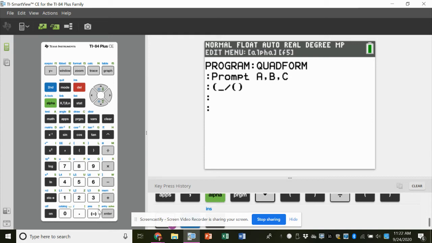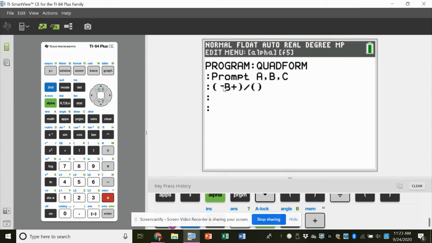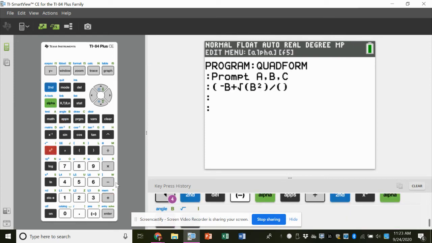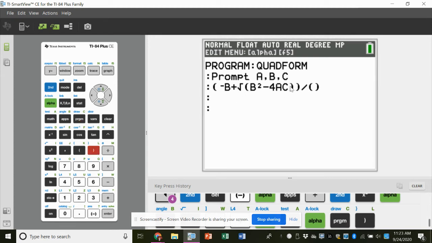So the quadratic formula is negative b plus or minus. Well, the calculator doesn't have a plus or minus, so we're just going to do plus, and then the next row we're going to do the exact same prompt where we're going to do a minus here instead of a plus. So let's start over. The quadratic formula is negative b plus or minus the square root of b squared minus 4ac.